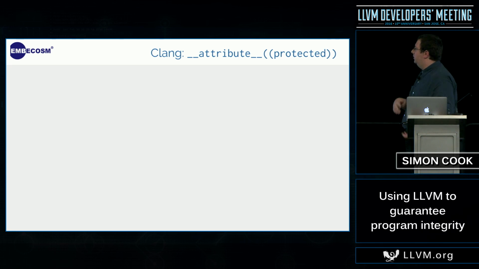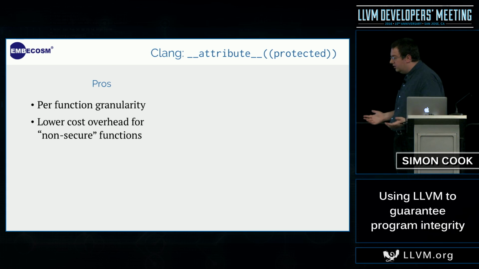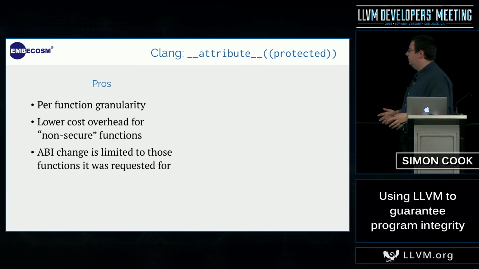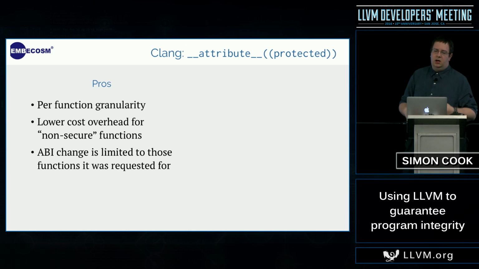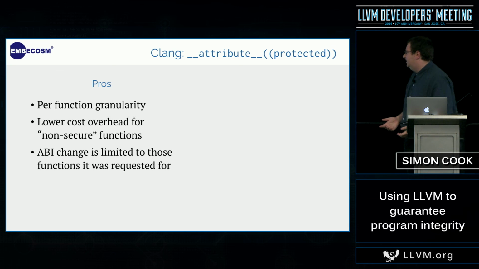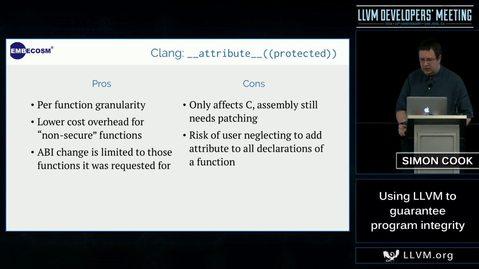This has a lower cost overhead for non-secure functions, i.e. 0, we're not changing them at all. And we have much greater control over which functions we change the ABI for. It still has the same downsides of it still only affects C, and we need to make sure that a user uses the right flag all over the place.